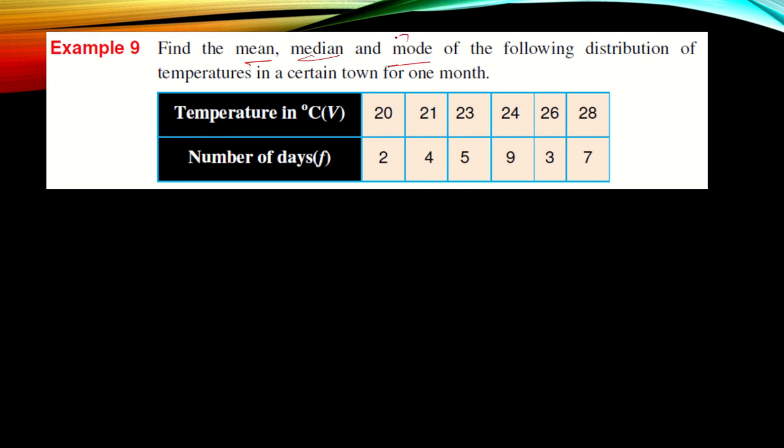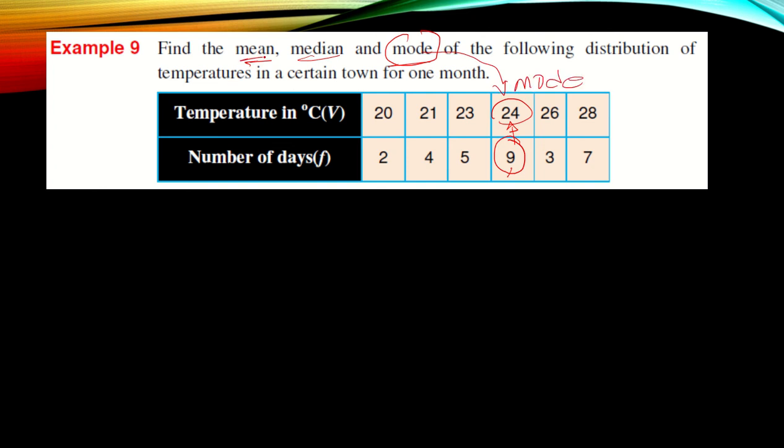Which one is simpler to find? The mode. Observe the frequency. Which one is the larger one? The larger frequency is 9. So 9 is corresponding to the value 24. So the mode is 24. We don't have to think twice. This is the mode. We are done about the mode.